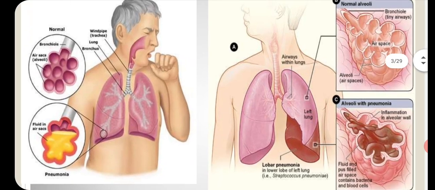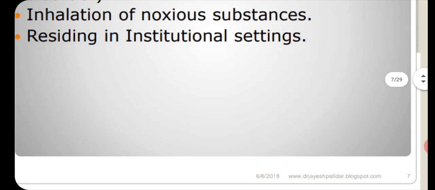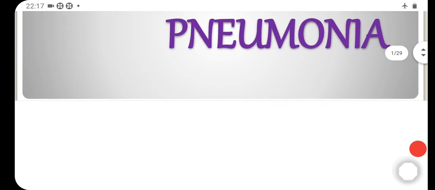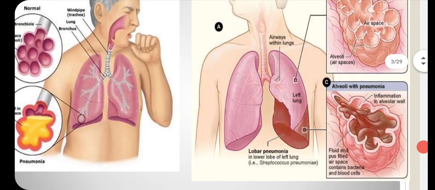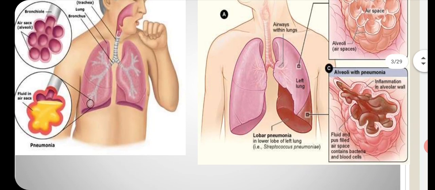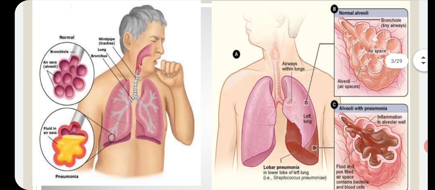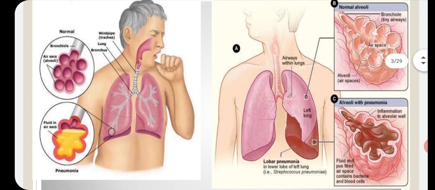And the picture showing the normal lung, in which the air spaces are seen, but in the case of alveoli with pneumonia, there is inflammation of the alveolar wall, and fluid- and pus-filled air spaces contain bacteria and blood cells. This is the condition of pneumonia.